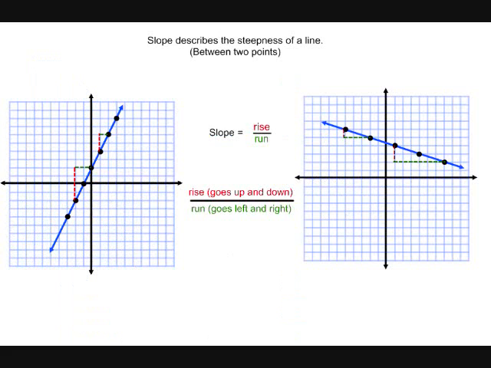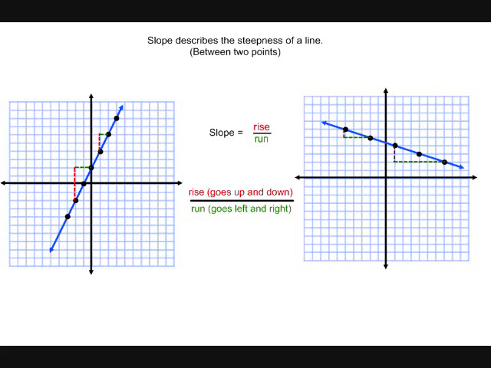Okay, now how do we actually find slope? Well, we find slope by using what's called rise over run. Now rise, think about rising up. It goes up and down. Run, think about running. You run left to right. You don't run straight up and down. So run goes left and right, and rise goes up and down.